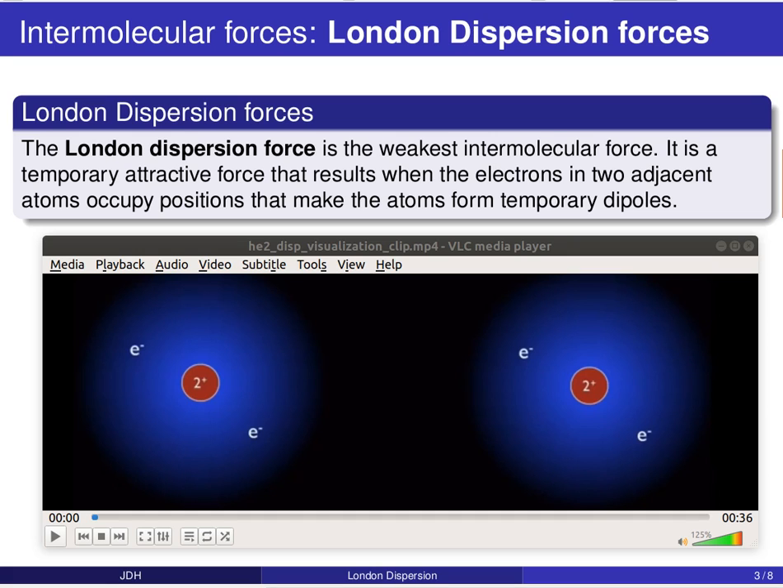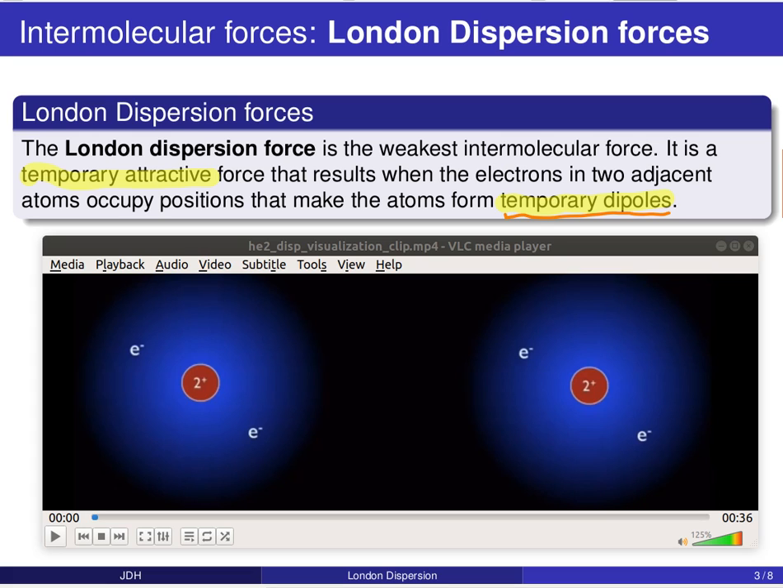And this force is the result of temporary attraction when you have two molecules or two atoms that come in close proximity to one another. And what we end up seeing is that when these atoms or molecules come in close proximity to one another, what ends up forming are so-called temporary dipole moments. The London dispersion force is the attractive dipole-dipole interaction between these temporary dipole moments.